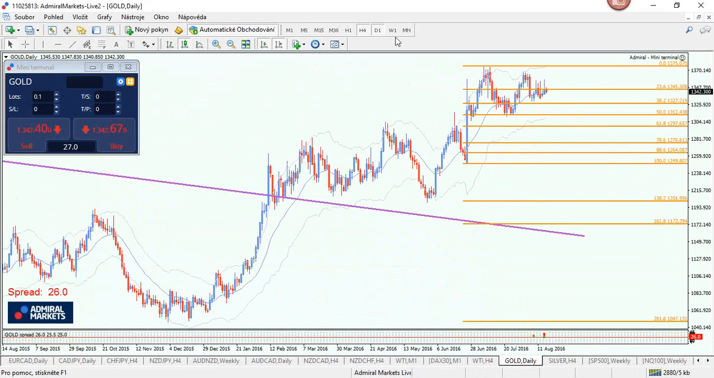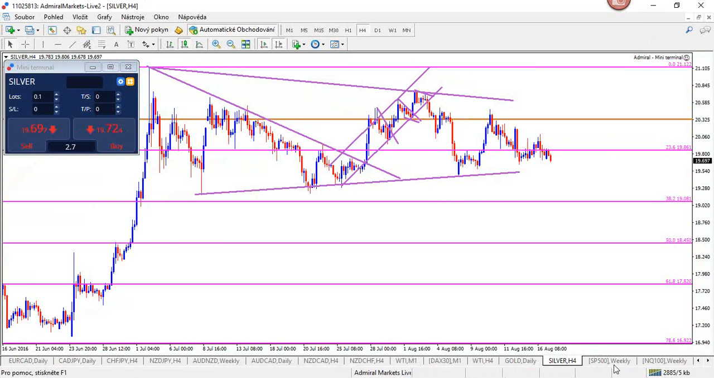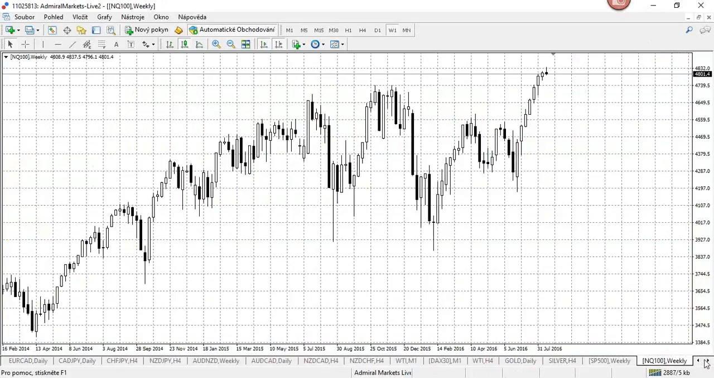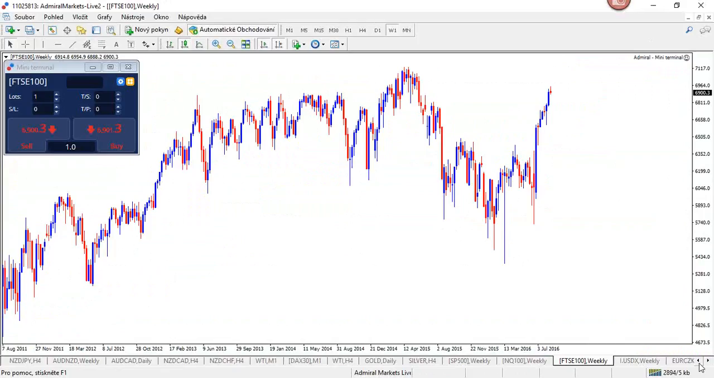Gold still in a triangle, silver still in a triangle. S&P very cautiously moving forward above the top. All right, that's a quick look at those.